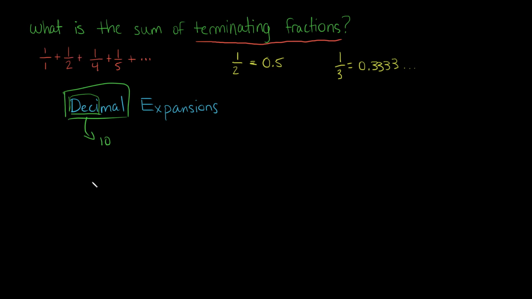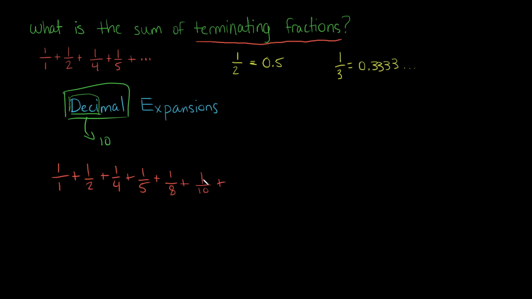So we have the ones that I wrote down already. We have 1 over 1, plus 1 over 2, plus 1 over 4, plus 1 over 5. But let's try to write out some more. 1 over 6, that doesn't terminate. 1 over 7 definitely doesn't terminate. 1 over 8 does terminate. It's 0.125. 1 over 9 doesn't terminate. 1 over 10 terminates. And then 1 over 11 doesn't terminate. 12 doesn't terminate. 13 doesn't terminate.